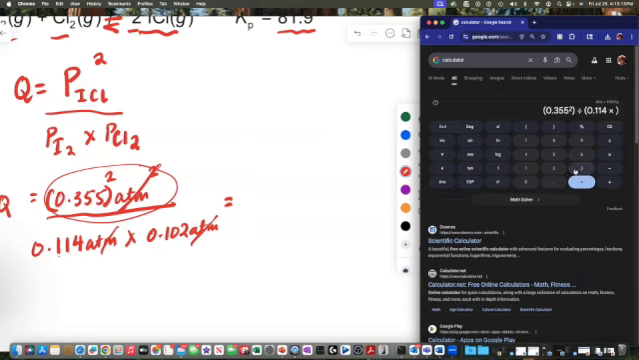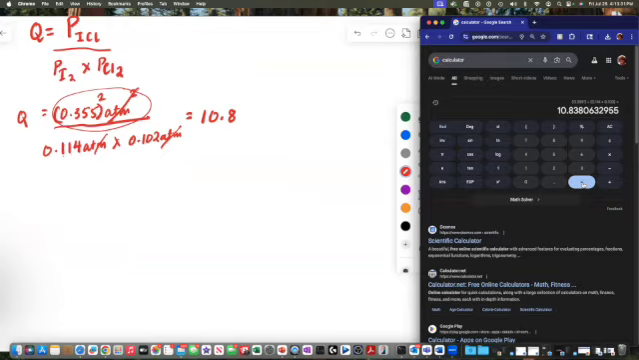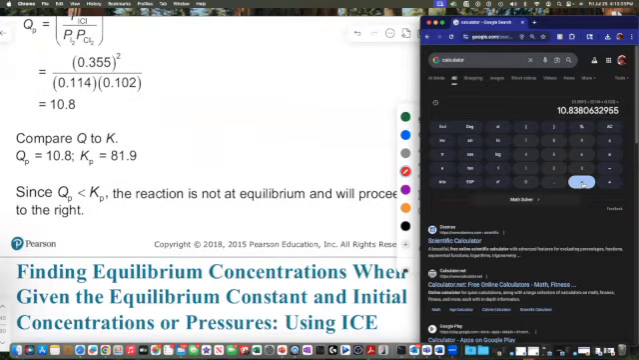Let's see. 0.102. Close parentheses. So it understands these go together. The product of this is the bottom number. Let's see how that plays out. Okay, we get 10.8. So let's go over here and make sure we got the same number they got. Oh, look, 10.8. Great.